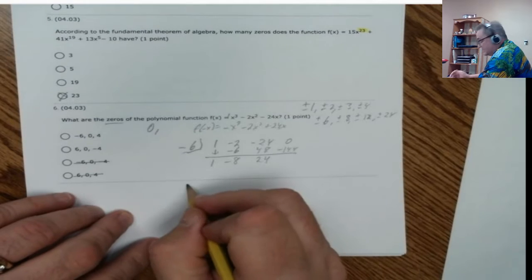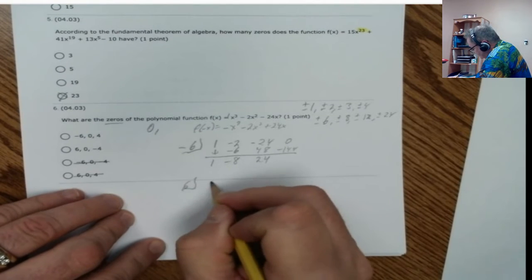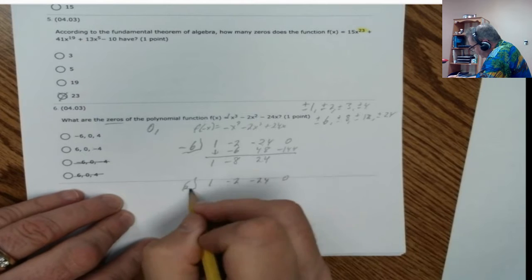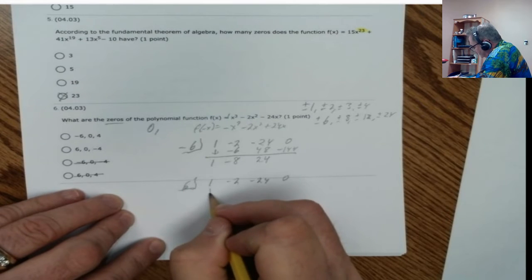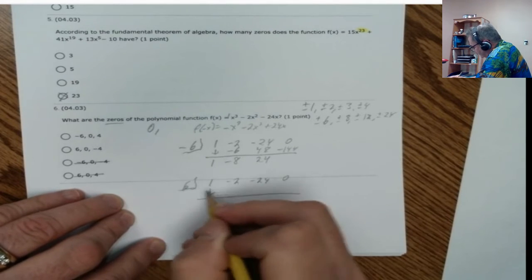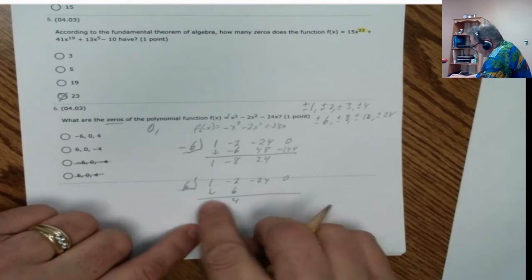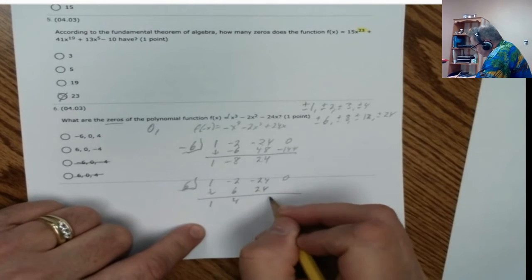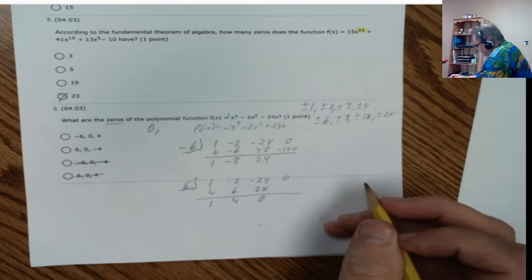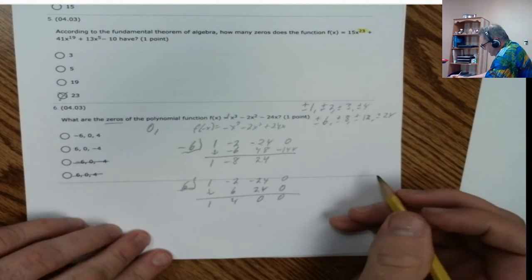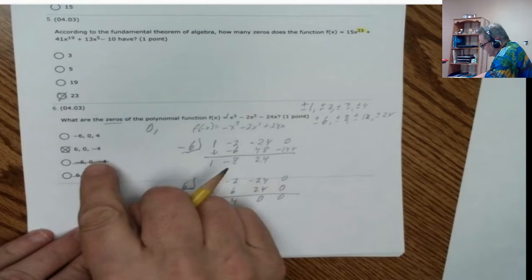Let's try positive 6, the second one. Same coefficients, 1, negative 2, negative 24, and 0 here. 6. Oh, bring the first one down. 6 times 1 is 6. So this is positive 4. 4 times 6 is 24. 0. Okay, 6 worked. There's no remainder. No remainder at all. So 6 is definitely one of them.